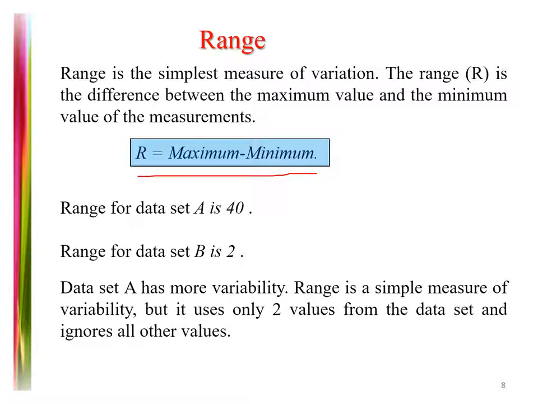So based on the earlier data, the range of data set A is 40 and data set B is 2. That is 90 minus 50 is 40, and 71 minus 69 is 2. So data set A has more variability. Range is a simple measure of variability, but it uses only two values from the data set and ignores all other values. So maybe in a situation where the range is important, we can use that method of variation.